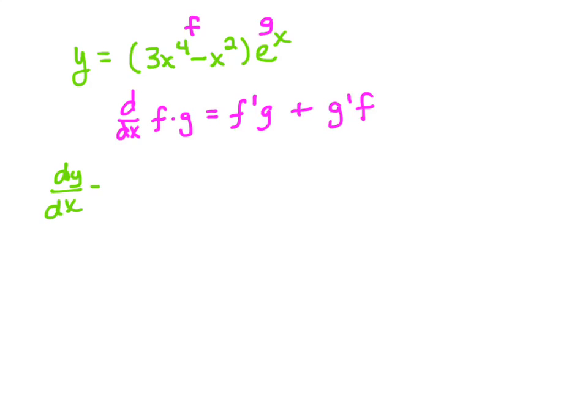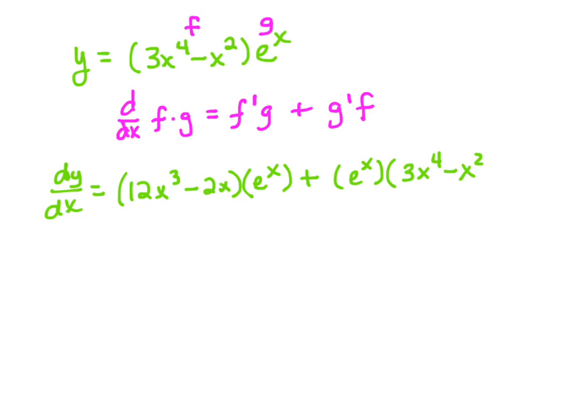So let's find our derivative. I'm going to start with f prime, the derivative of f, and that would be 12x to the third minus 2x times g, which is e to the x, plus g prime, the derivative of g, and the derivative of e to the x, remember, is still e to the x. It's the one function whose derivative is itself, times f, 3x to the fourth minus x squared.